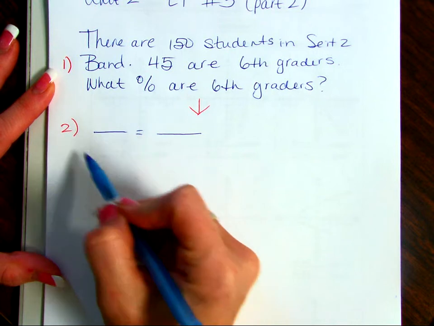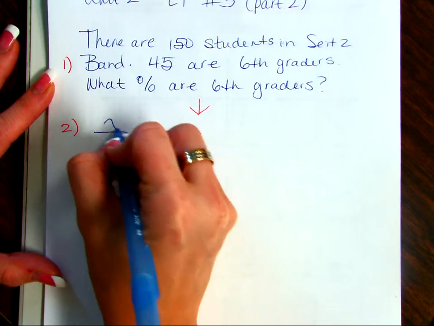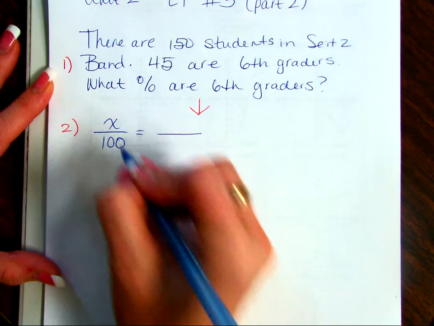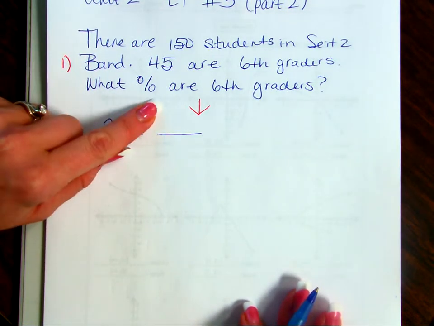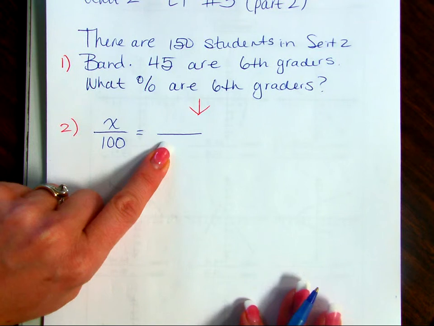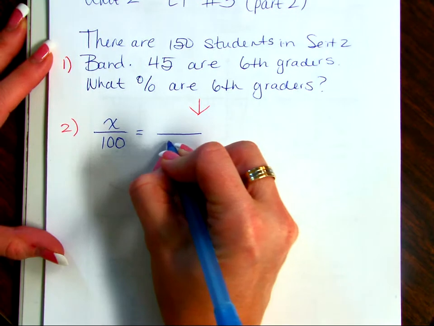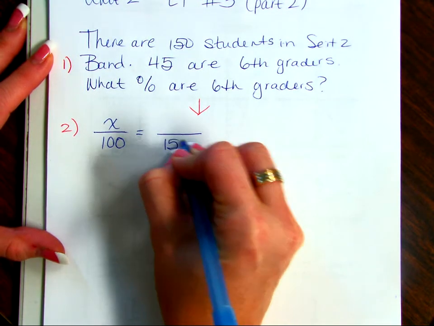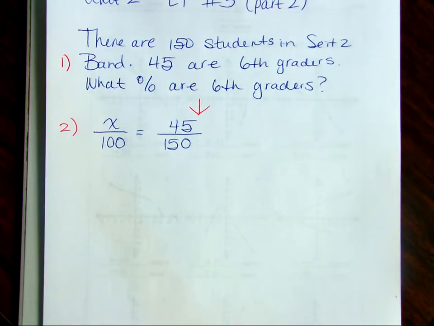So, take a look at this one right here. What percent means what? What goes here? Do I know? No. Do you remember that I said this is the of, this is the is? Of is your total. Is your part of it. So, what goes here? There are 150 total, and 45 of them, yes, are 6th grade.